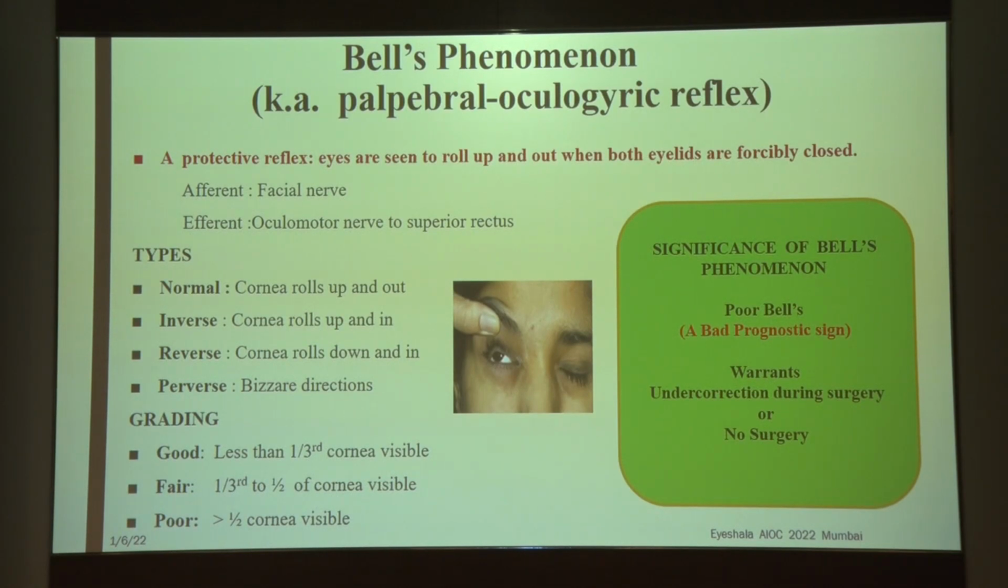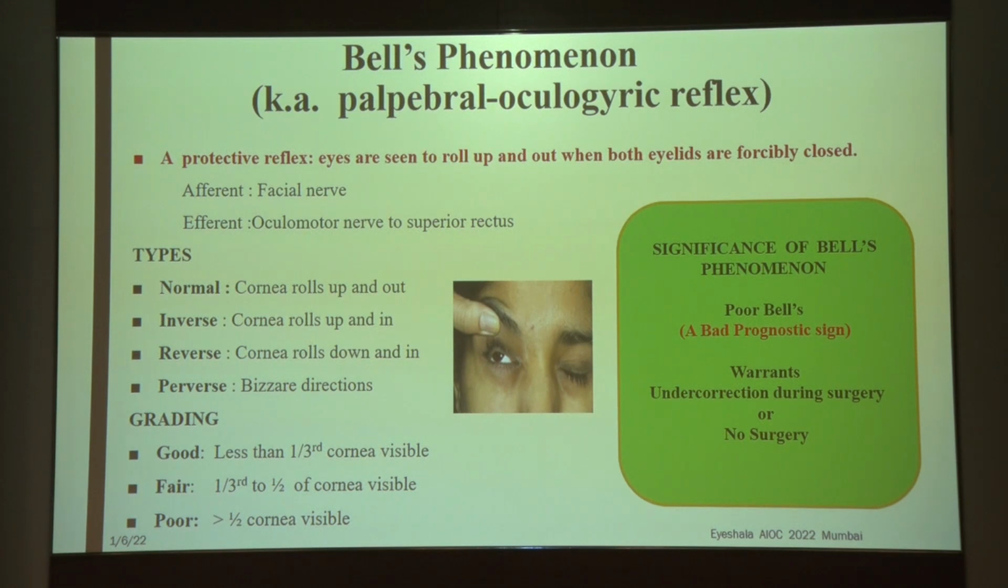As you know, afferent is by the facial nerve and the efferent by the oculomotor nerve. We grade it. Normal is when the cornea rolls up and out. Inverse is when it rolls up and in. Reverse is when it goes down and in. And perverse is when it is moving in a bizarre direction. And we grade it good, fair, and poor according to the amount of cornea that remains visible.